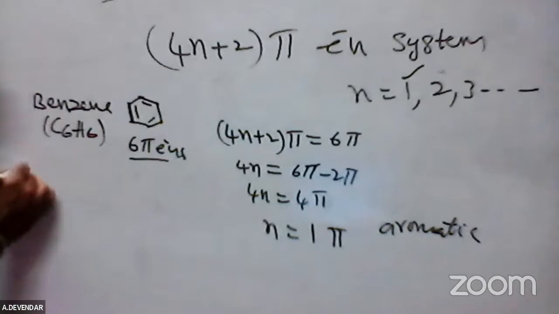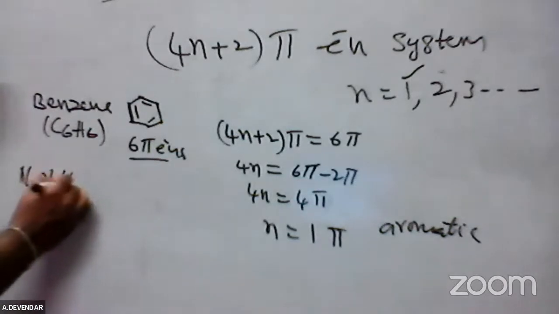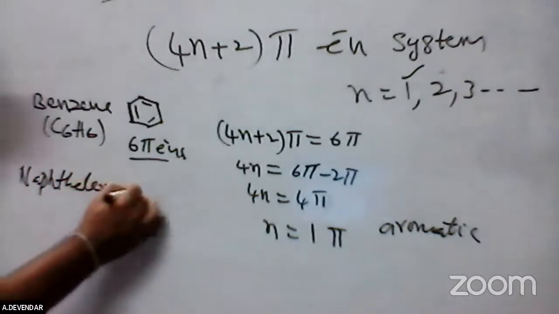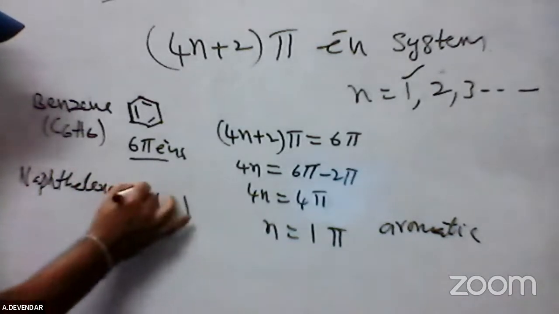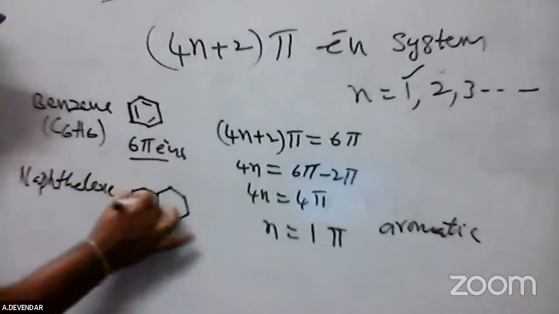If you see the naphthalene structure, it is 2 hexagonal ring structures. This has alternating single bonds.